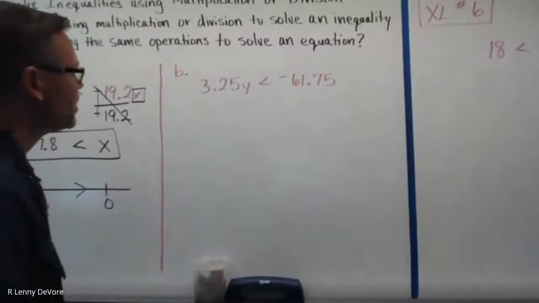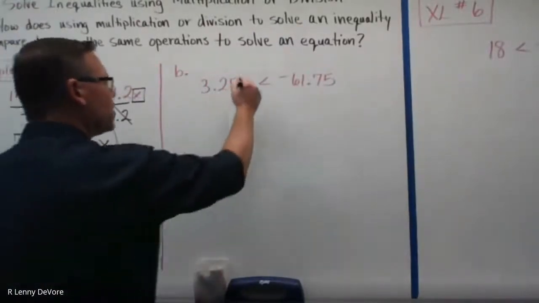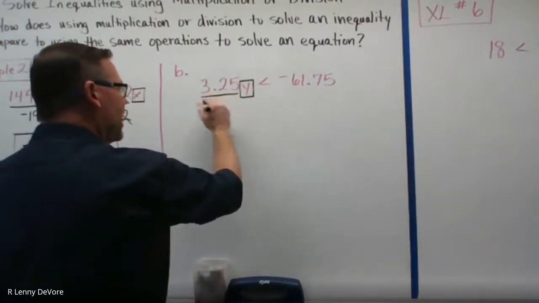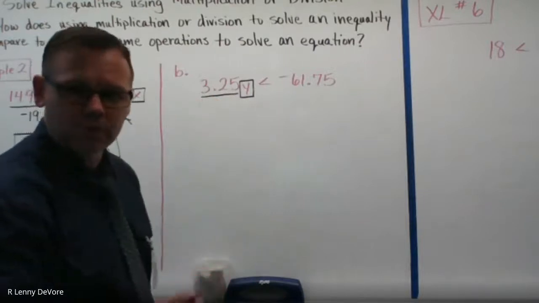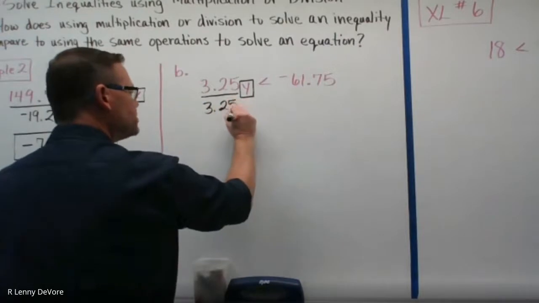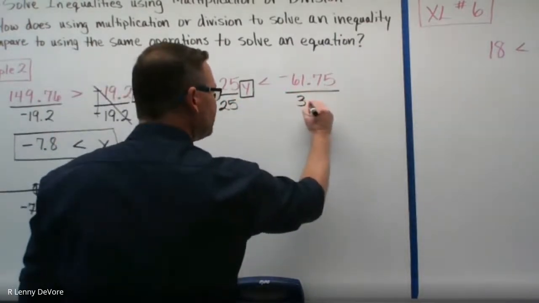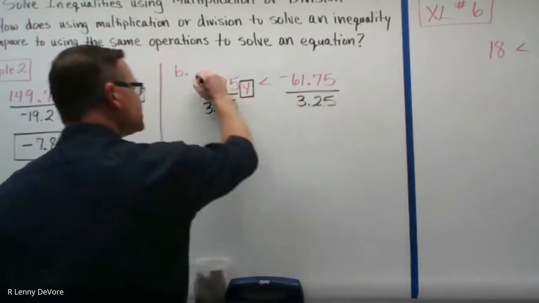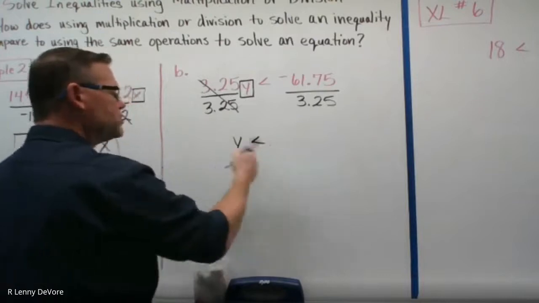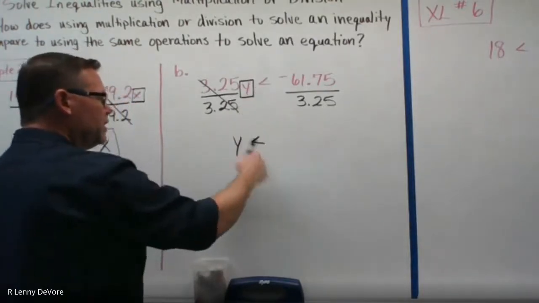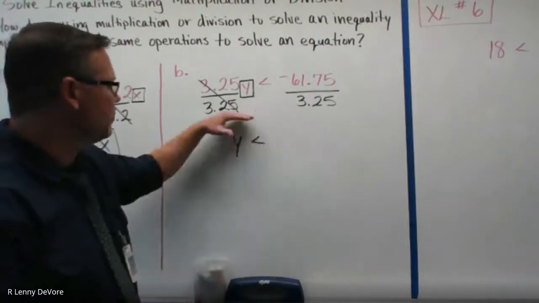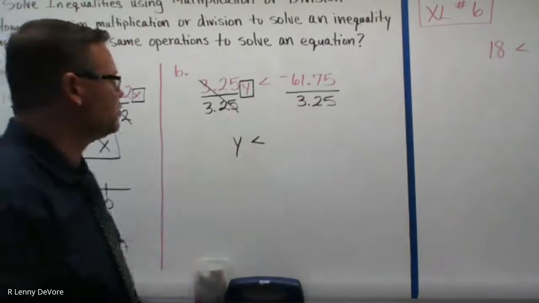So B. Again, we are isolating the variable. That means I am going to divide. I'm using the division property of equality. I'm going to divide by 3 25/100 over here. This cancels out. The y is isolated. It's by itself. Now notice how this time I did not switch the inequality. That's because we divided by a positive number, not a negative number. But anytime you divide by a negative, you need to switch the inequality.